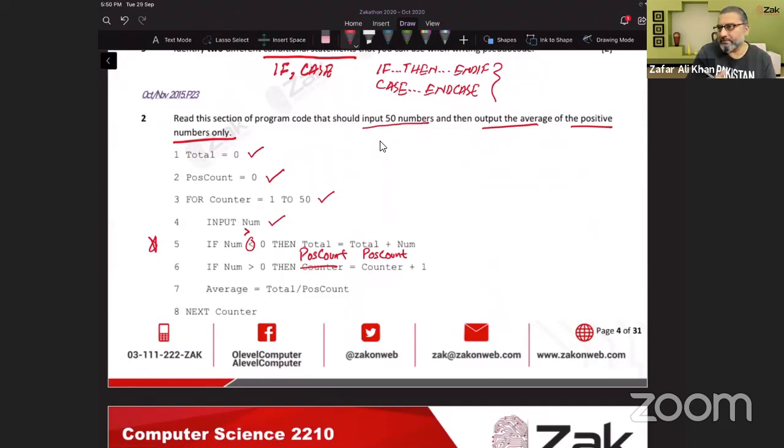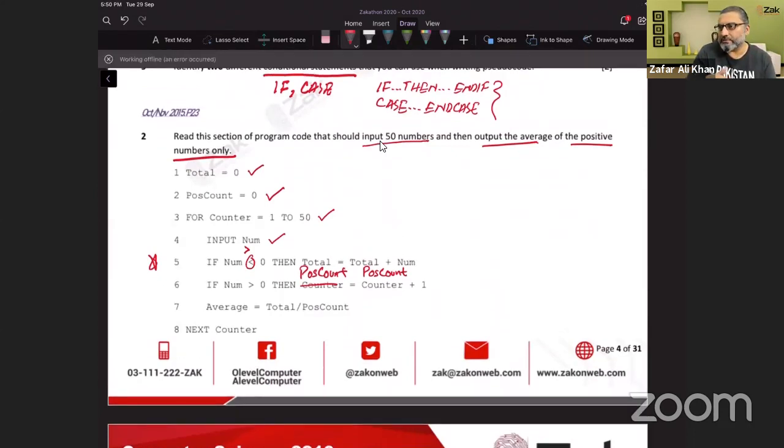So this counter will be used for only those values which were greater than 0 so that we could find the average. And then average is equal to total divided by positive count is correct. We have to take this outside. So next counter. So how many changes are there? 3.